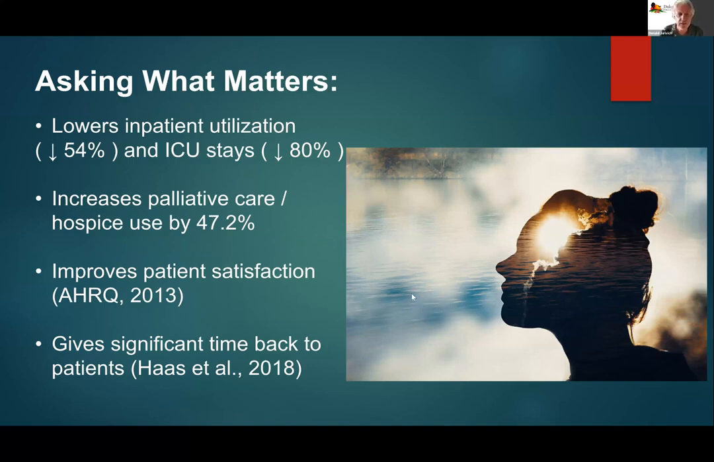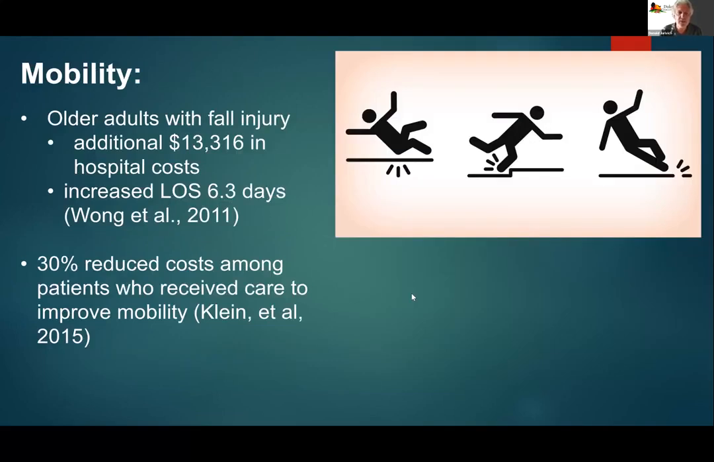In terms of mobility, fall injuries, at least in the hospital, can amount to $13,000 or more in extra costs. It adds an extra nearly 1 week of length of stay because of fractures. And basically, if you have any type of fall prevention program, you can reduce injury and reduce costs. So these are important elements in terms of a mobility program.